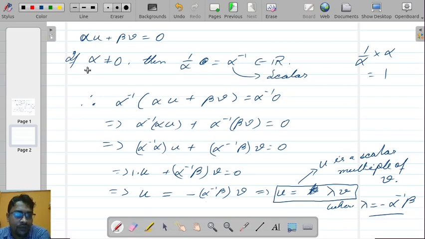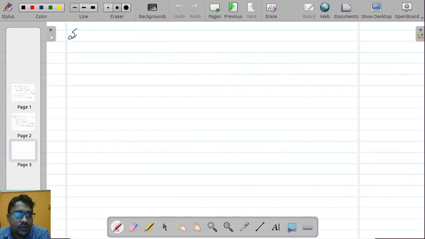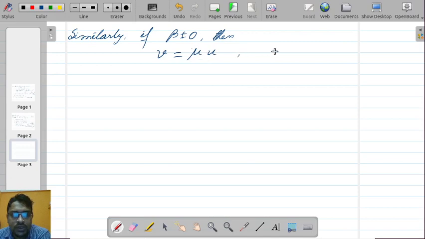So if alpha is non-zero, then u can be written as a scalar multiple of v. Similarly, if beta is non-zero, then using the same calculations we can write v equal to some mu into u, where mu is a scalar.